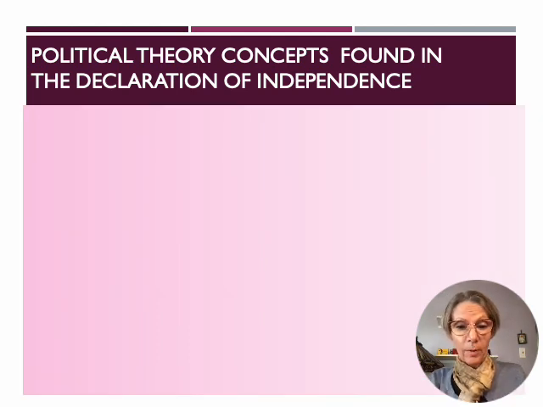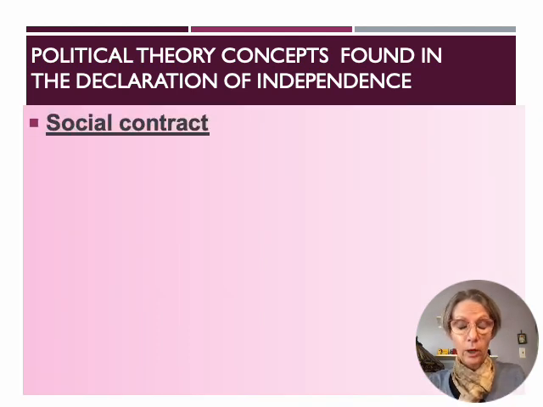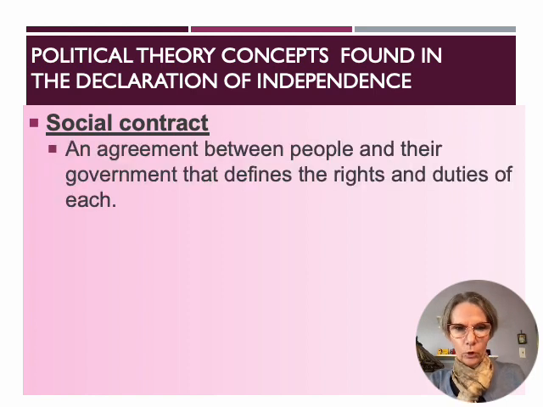Okay, so we've talked about the social contract in this lecture so far. We've talked about it in terms of the way that Thomas Hobbes wrote about it, and then we talked about the way John Locke tweaked it, brought it into a more modern conception of the social contract. Basically, the social contract is an agreement between people and their government that defines the rights and the duties of each. So this agreement defines what the rights and duties of the people are, but it also defines what the rights and duties of the government are as well.